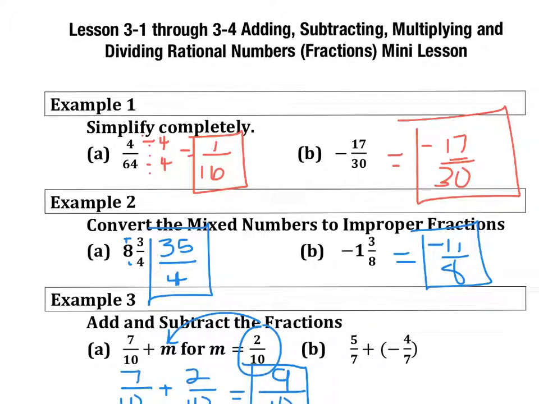In the next problem, we have, again, common denominators, but we have 5/7 plus -4/7. So we're adding a positive to a negative. So an important thing to remember here is what we're actually doing is subtracting. So we will subtract straight across. So the problem is almost just like 5 minus 4 all over 7. So it ends up being 1/7.